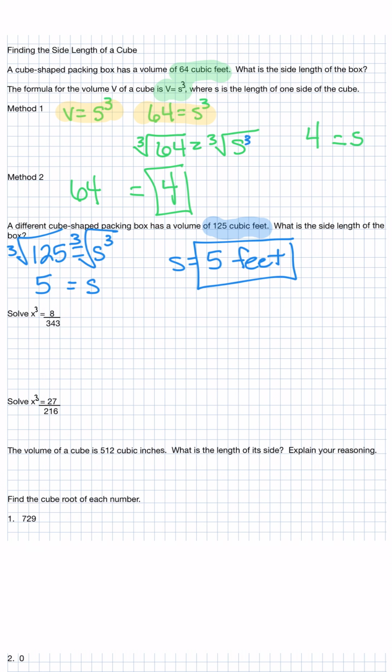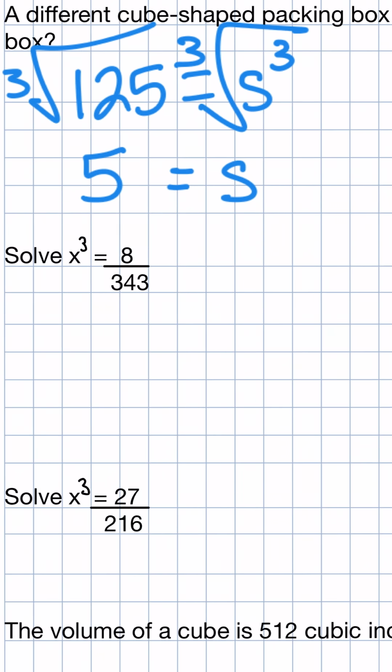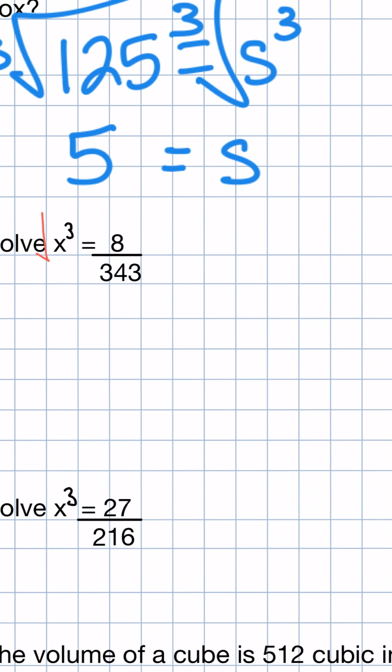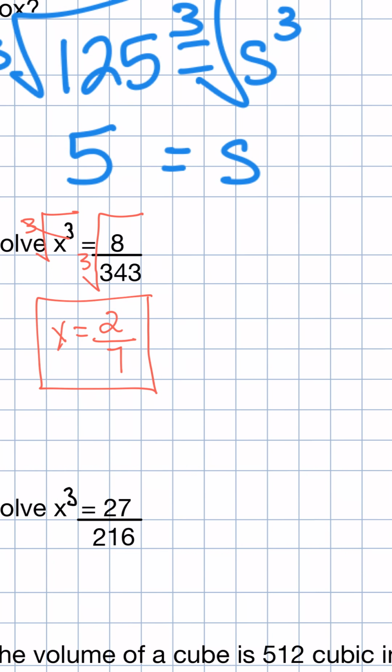So let's solve this next equation. Whatever you do to one side, you do to the other. Sorry, these are so small. Let's try to zoom in here. So we want to do the cube root of x cubed. Whatever we do to that side, we have to do to this side. So the cube root of x cubed equals x. The cube root of 8, looking at our chart, or we might just know, is 2. And the cube root of 343 is 7. So x equals 2/7.